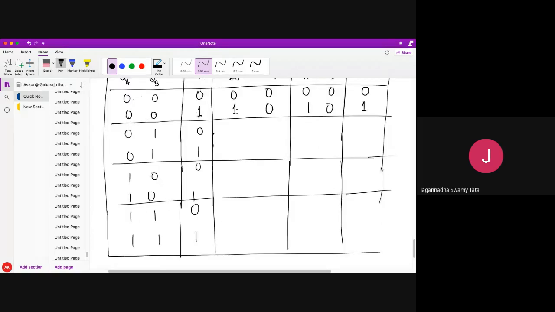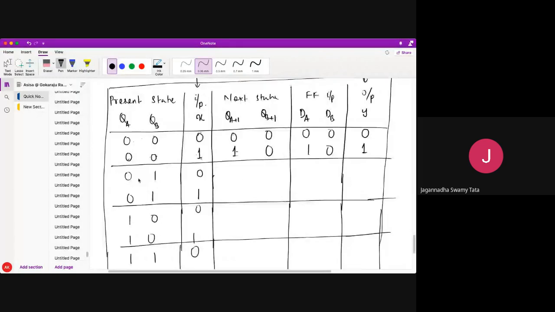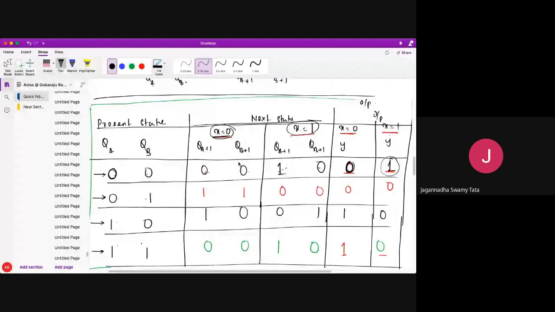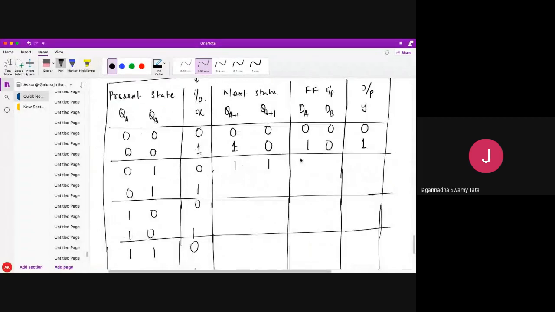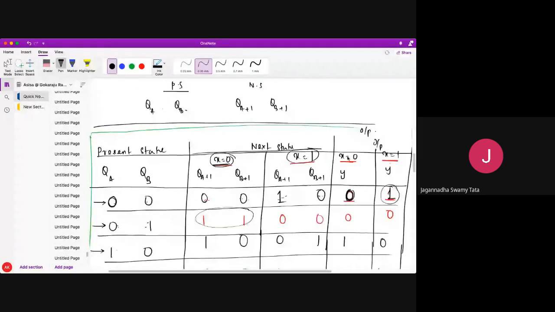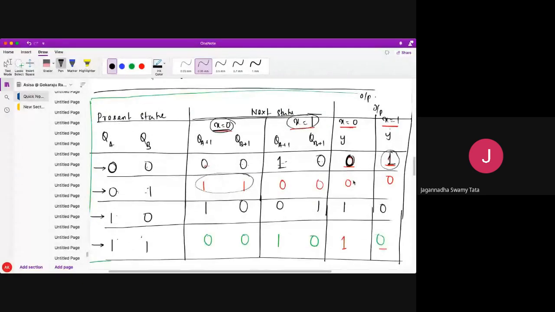So that I am going to write here. Now tell me, present state 0 1, input 0. What is my next state? You can see here, present state 0 1, input 0. What is my next state? 1 1. That I am going to write down here. 1 1, and we know that D will be the same as the next state, so I'm just copying here. And for input 0, what is my output? You can see here, for input 0, my output is 0.